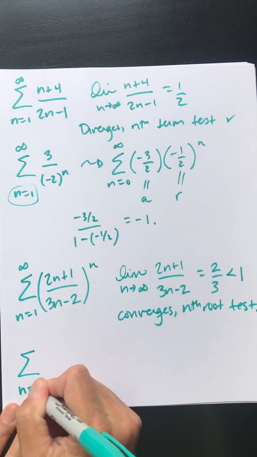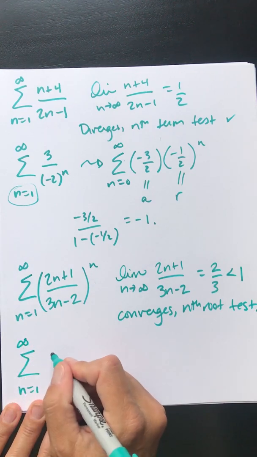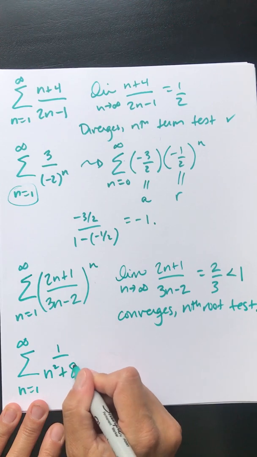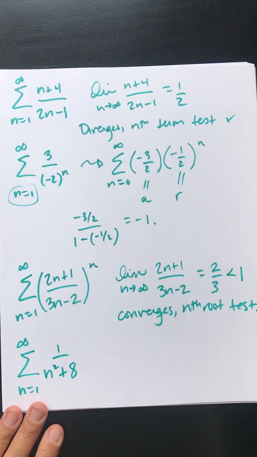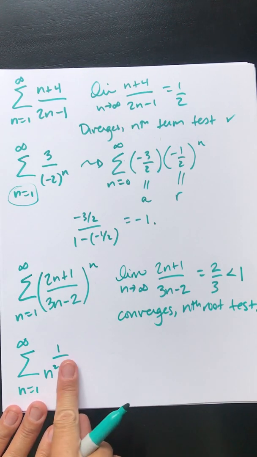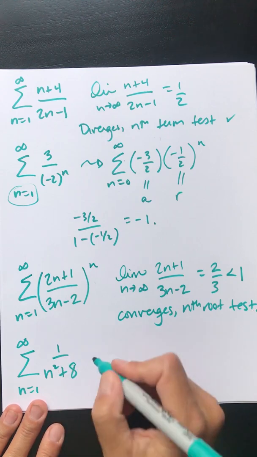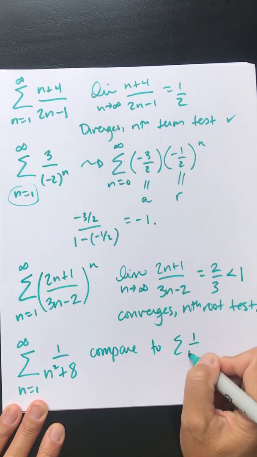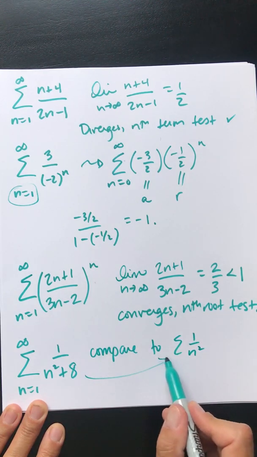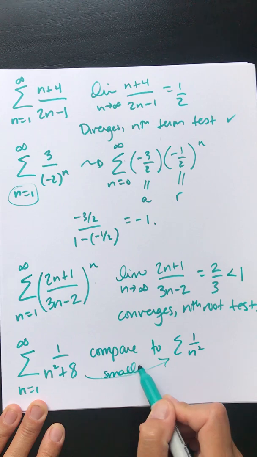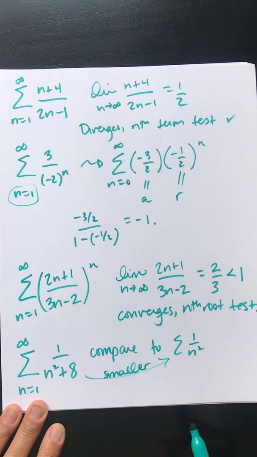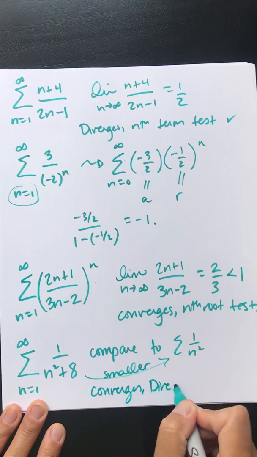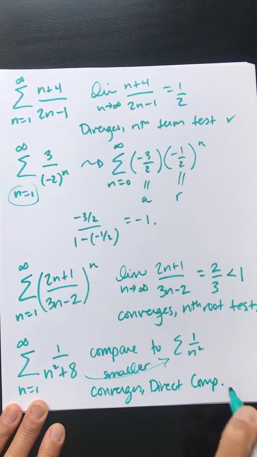The sum from n equals 1 to infinity of 1 over n squared plus 8. Well, this is almost 1 over n squared. So if we compare it to 1 over n squared, this is smaller because the denominator is bigger. So this converges by direct comparison.